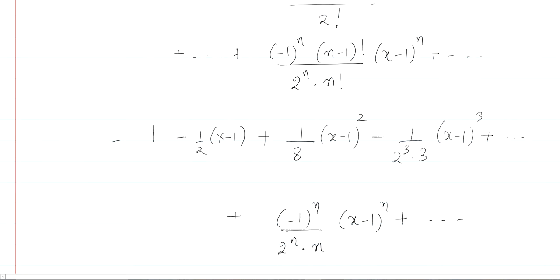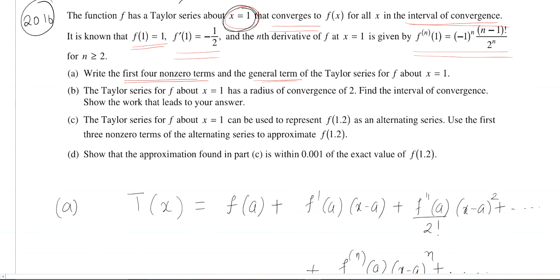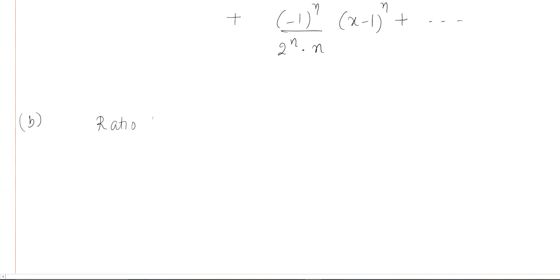Now, part B of the question asks us to do the following. It says the Taylor series has a radius of convergence of 2. It tells us this, and it wants us to find the interval of convergence. Let's show all the work for that. Whenever you're asked to find the interval of convergence or the radius of convergence, you're always going to try to use some test. For this one, we'll use the ratio test. The ratio test tells us to check this limit: the limit as n approaches infinity of the ratio of the n plus 1th term to the nth term.